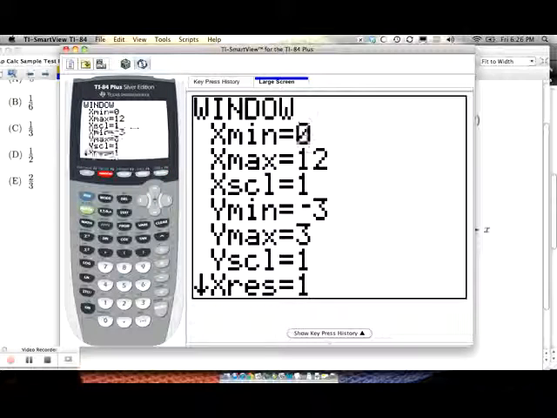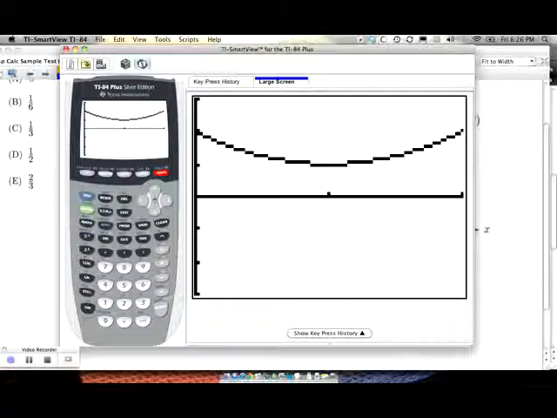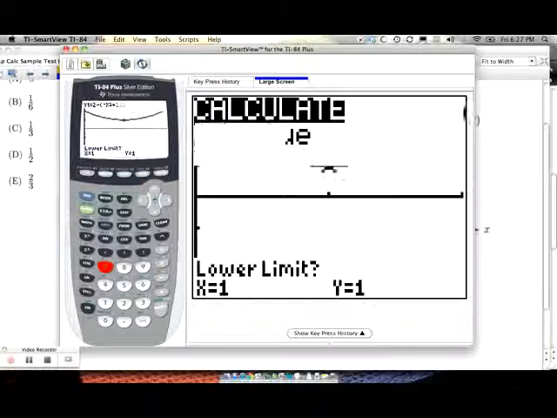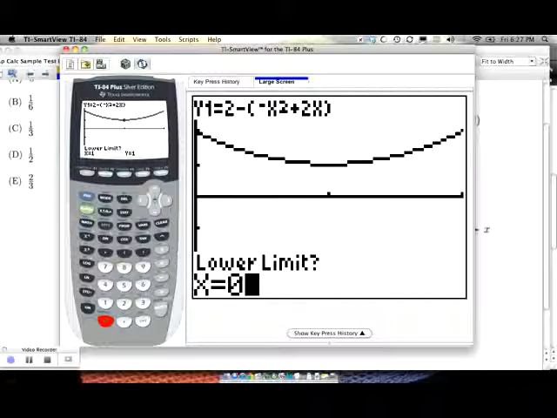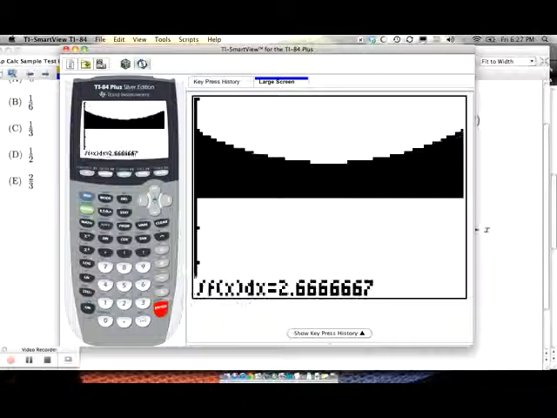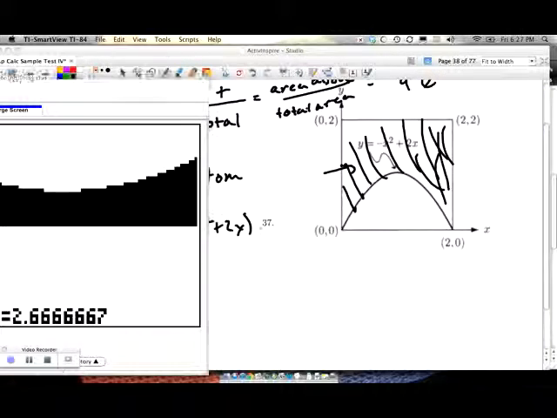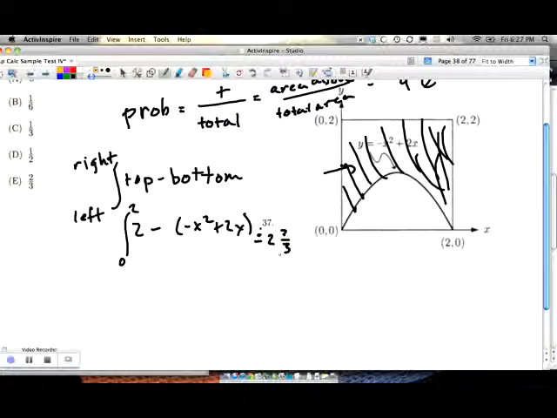Now we just need to integrate that from 0 to 2. So let's fix this window. We're going from 0 to 2, and the y range actually seemed kind of appropriate. So second, calculate the integral. Our left boundary is 0, our upper boundary is 2, and the area equals 2.66666667, or 2 2/3. So this equals 8/3. It's 8/3 over 2 of the whole thing, which if I flip this around and multiply, it's really 8 over 6.